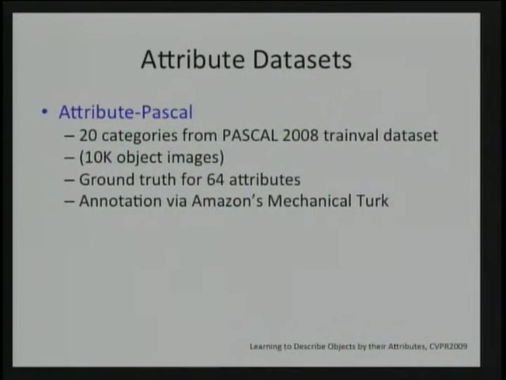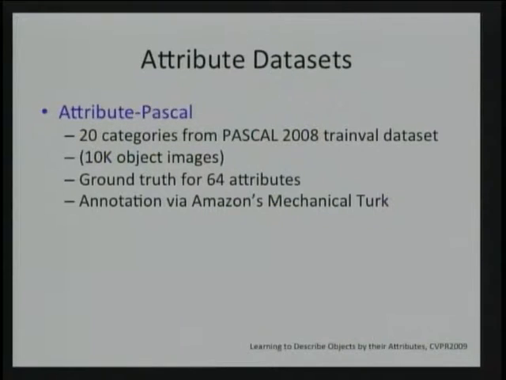To study the problem of attributes, we built a data set called attribute data sets. We went again to the Pascal data set. We asked people on Amazon's Mechanical Turk to label objects in Pascal with 64 different attributes for each object.